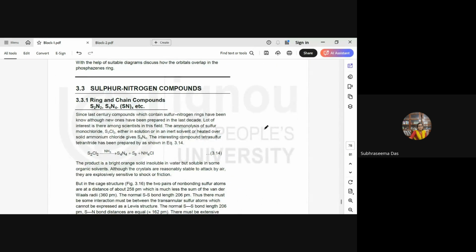Then the next is the sulfur nitrogen compounds. Here the ring and chain compounds, the S2N2, S4N4, SNX type compounds, that is the sulfur nitrogen compounds, have been formed. They are actually ring compounds. The aminolysis of sulfur monochloride, that is S2Cl2, either in solution or in inert solvent, forms S4N4 plus S8.